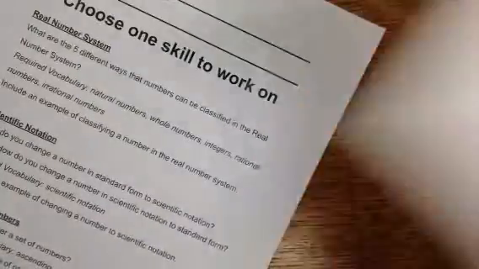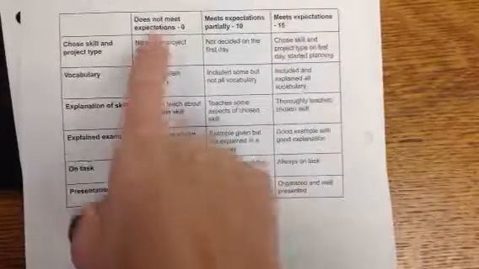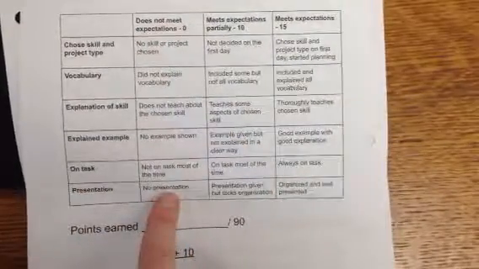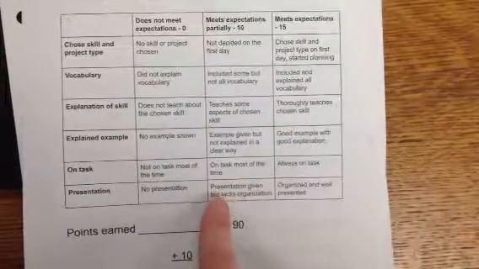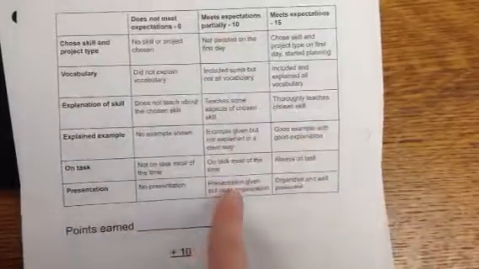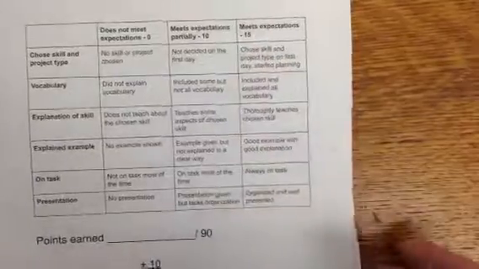And the presentation is on the rubric. So if you do the whole project but you don't present, then you get 0 points for that. If you do the whole project and you present but it wasn't a great presentation, you get 10 because you tried. If you do well with your presentation, you'll get the full 15.